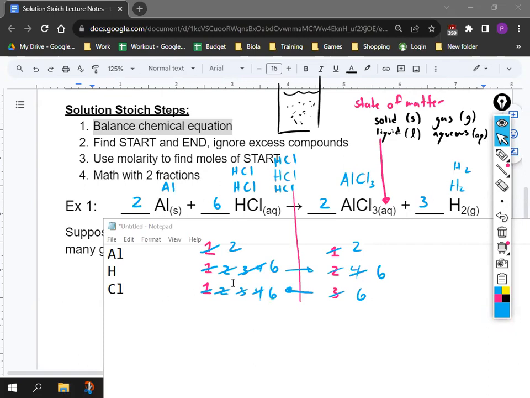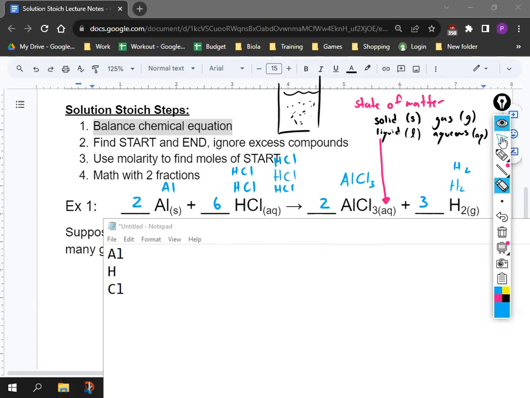All right, any questions with the balancing right here? All right, so that's step 1 of solution stoichiometry. You want to balance the equation. Now what we want to do is figure out the starting chemicals and the ending chemicals, and we want to ignore the excess. So very similar to what we did in the regular stoichiometry problem.